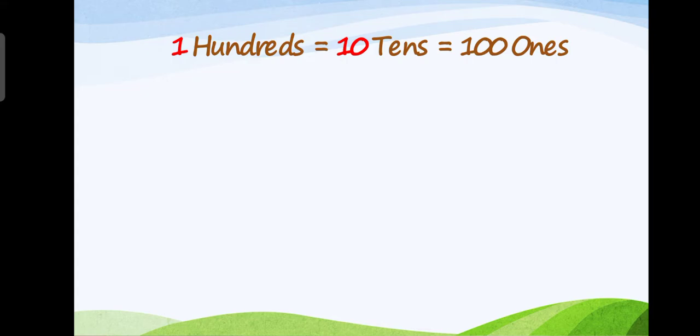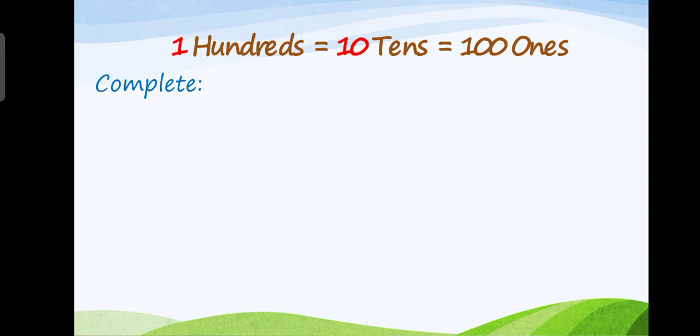100 equals 10 tens. We said that before. 100 equals 10 tens. And 100 equals 100 ones. 1 hundred equals 10 tens. 1 hundred equals 100 ones.